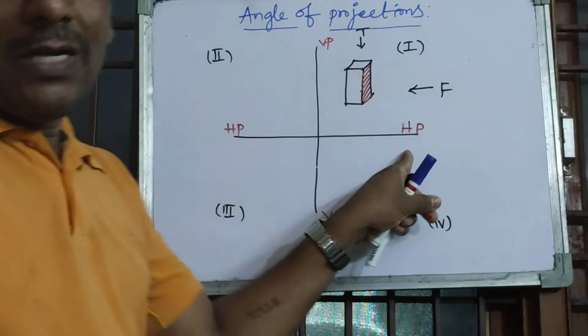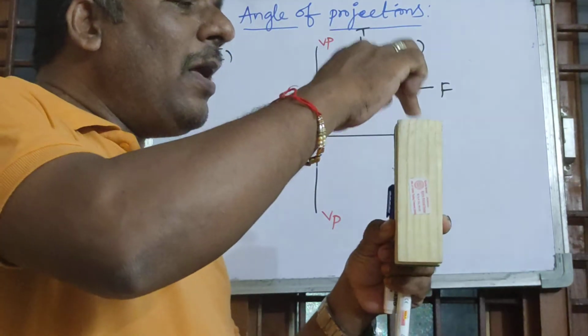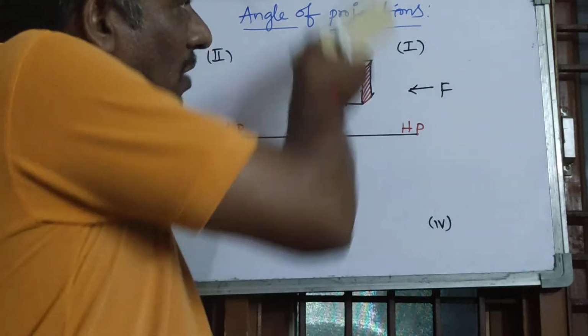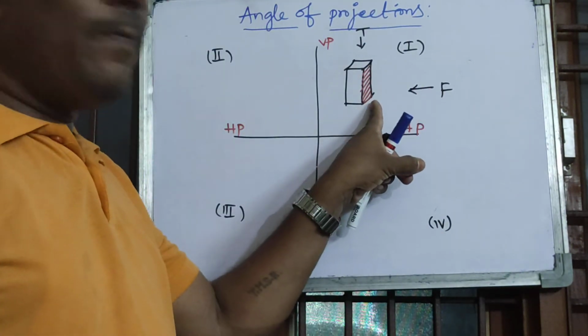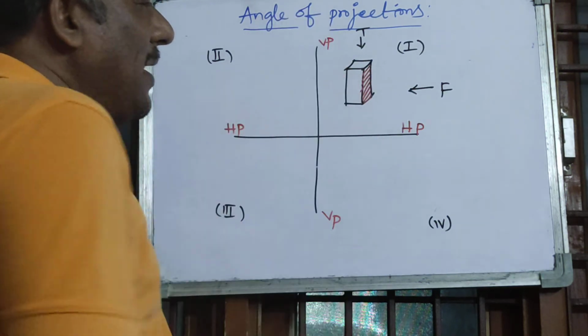The horizontal plane is the ground, as we discussed yesterday. If you observe from the top, the topmost portion is visible and it falls on the ground. So the ground is the horizontal plane and this white board is the vertical plane. The front view is visible and falls on the vertical plane. Where is it falling?